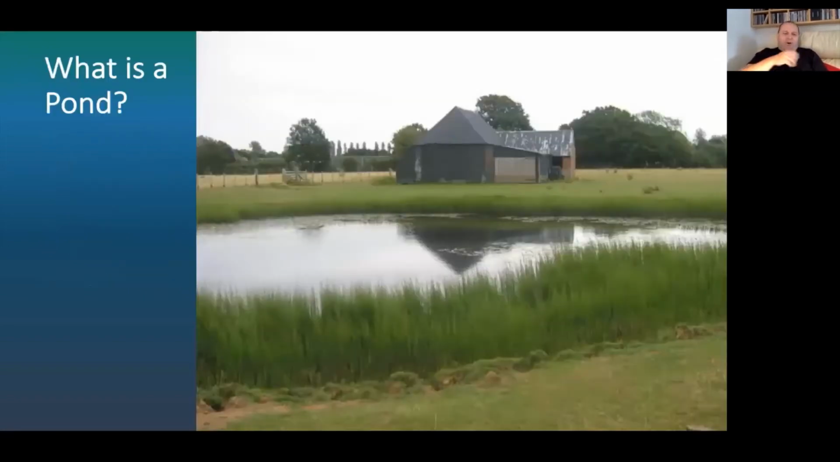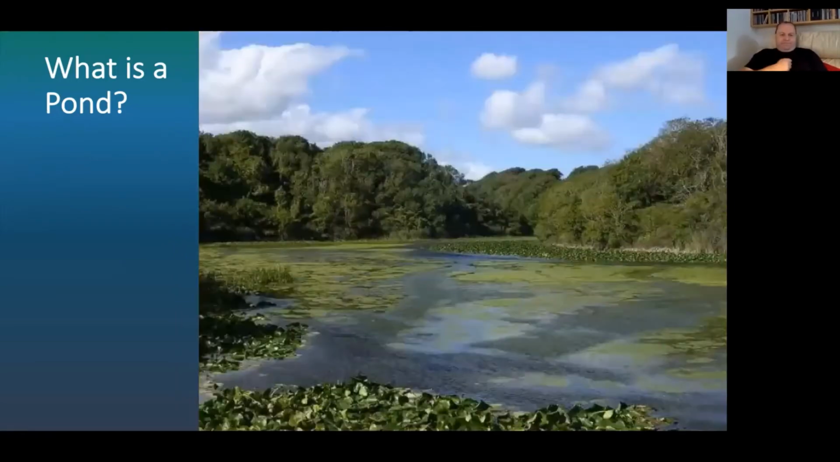So what is a pond? Well, actually, this is quite a difficult subject. Here's a pond, right? And I think everyone would agree that's a pond. Nice classic farmland pond. Seems like pretty good quality, nice fringing edge. You've got some floating plants and some areas of open water. No problem with that.